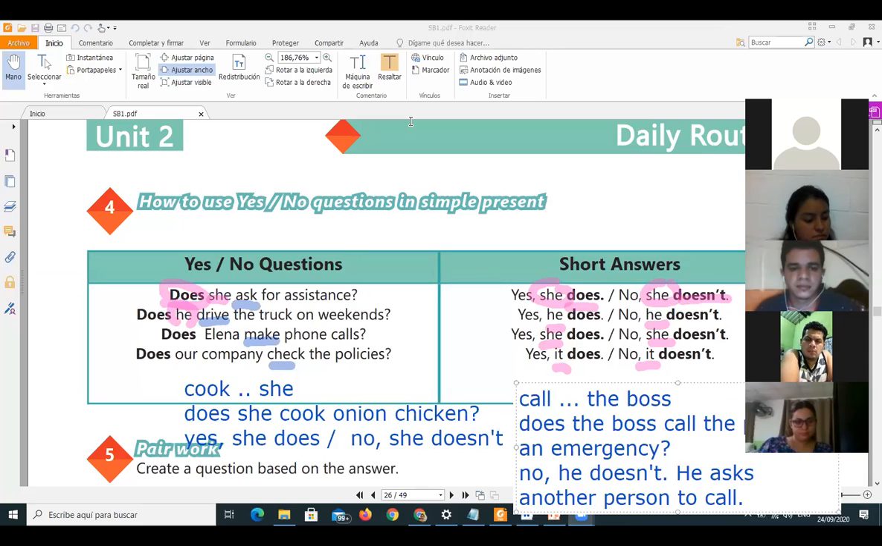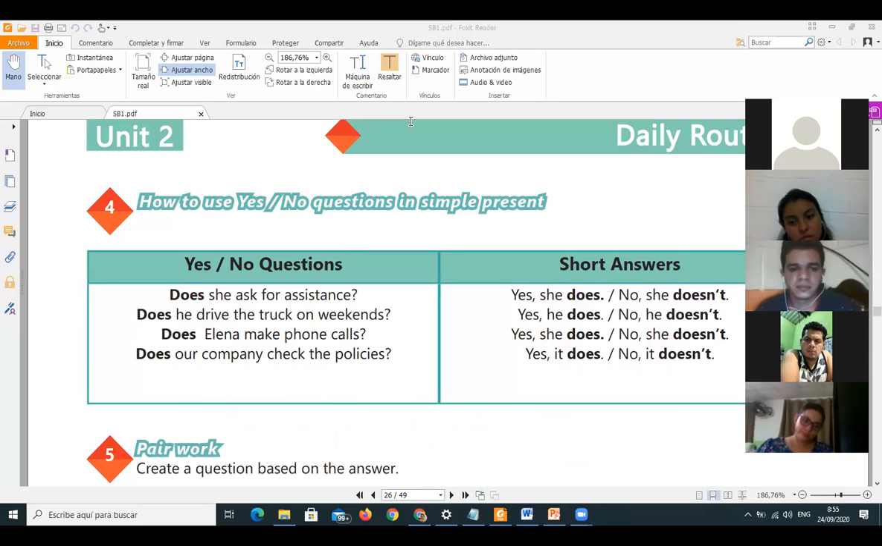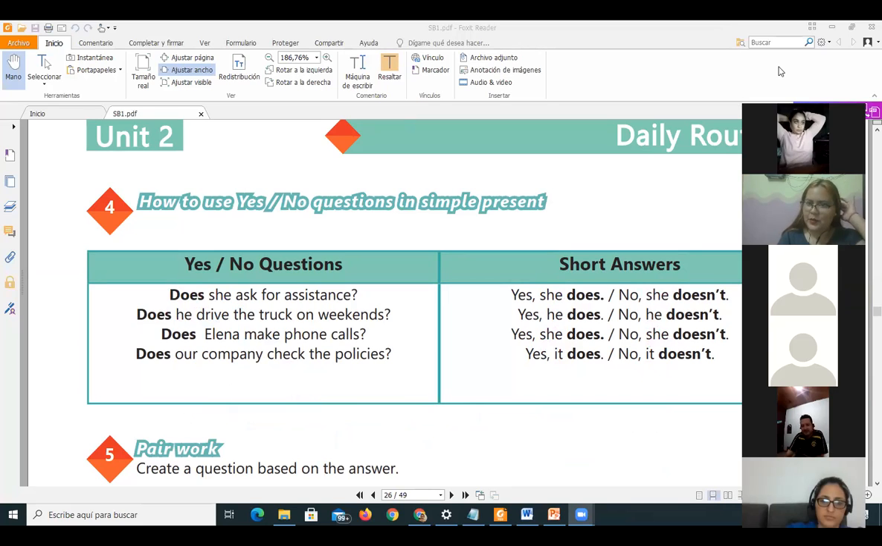Is this clear? Yes? If it's clear, you can write yes in the chat. Okay, perfect. I want to see that everybody says yes in the chat. Okay, yes, Frida, Zulma, yes, Eunice, yes.